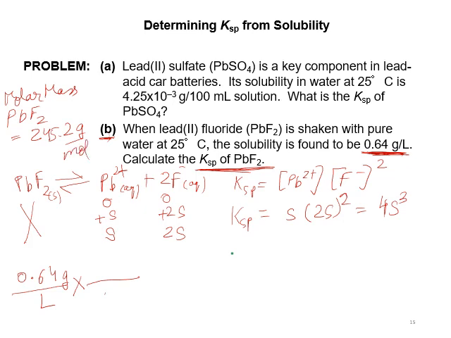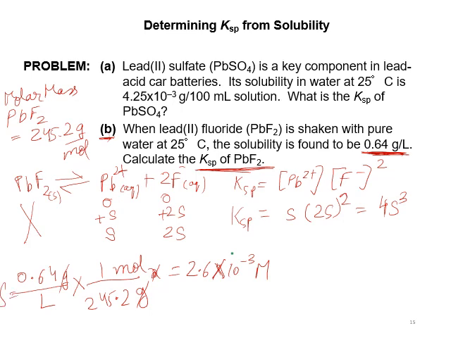So I want to cancel grams, so grams are going to go at the bottom, moles will come on top. 1 mole is 245.2 grams. Grams cancel, and my answer is in moles per liter. That's exactly what I need. So this gives me a value of 2.6 times 10 raised to the power minus 3 molar. So this is my capital S right here.